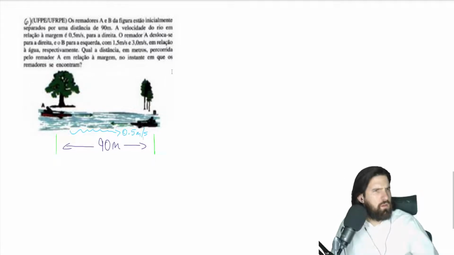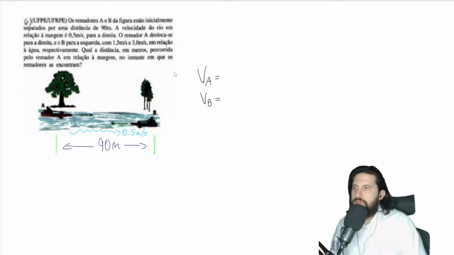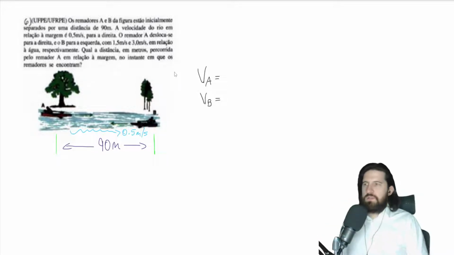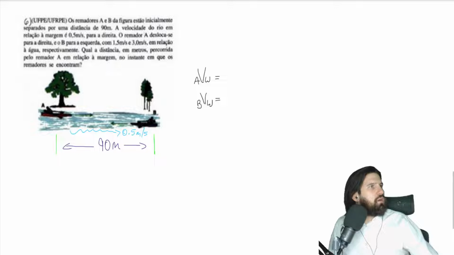Okay. Rower A moves to the right and rower B to the left with 1.5 and 3 relative to the water, respectively. Okay. So, velocity of A, velocity of B. And I'm going to sort of say B relative to the water and A, B W, A W. Okay. There we go.